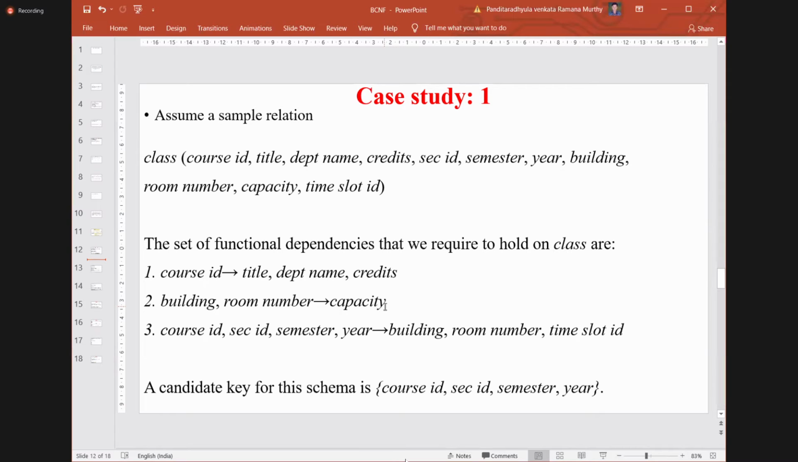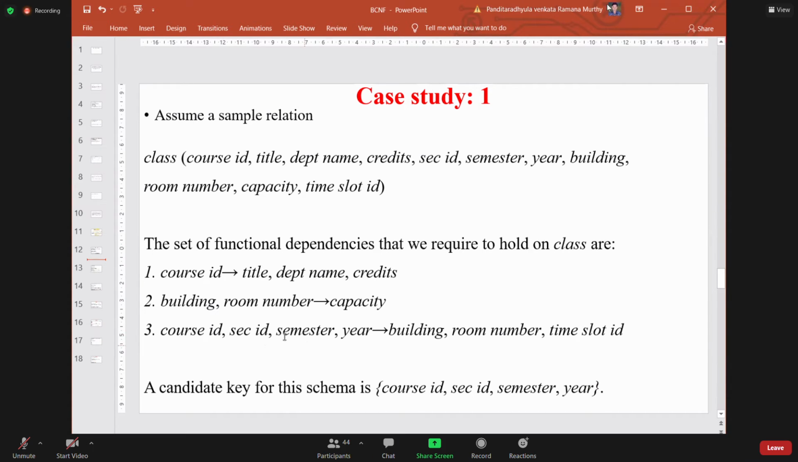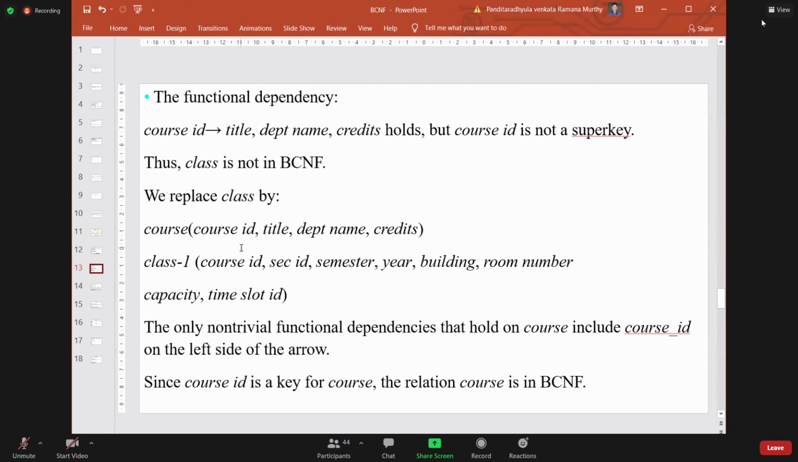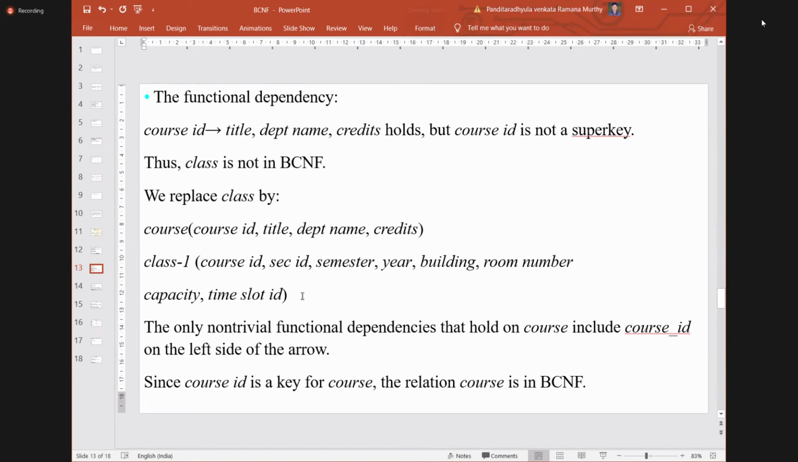The capacity is depending on the room number. If you give this information, then you can give the other information. If you know the other information, then you can give the capacity, but not directly. Capacity is not depending on course ID, section ID, those things. Clear? But in the class 1, capacity is also part of this particular table.